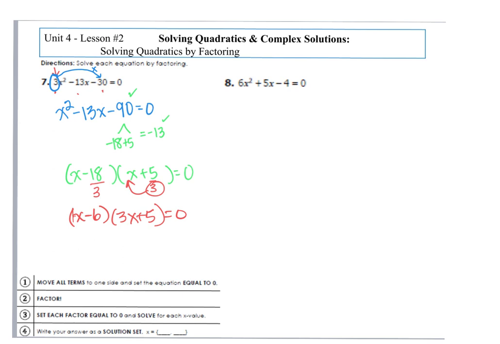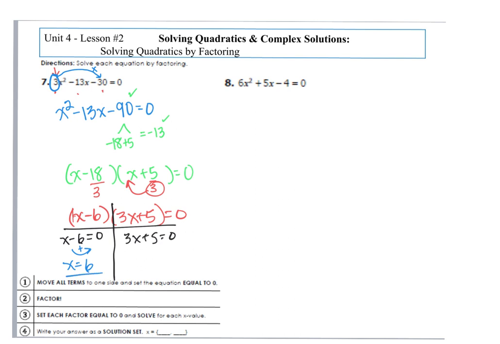And now we've got to t-bar this thing so we can get our solutions. My 2 factors each get set equal to 0. We're saying x minus 6 equals 0 and 3x plus 5 equals 0. To solve on the left, we would add 6 to both sides. So our first solution is x equals positive 6.